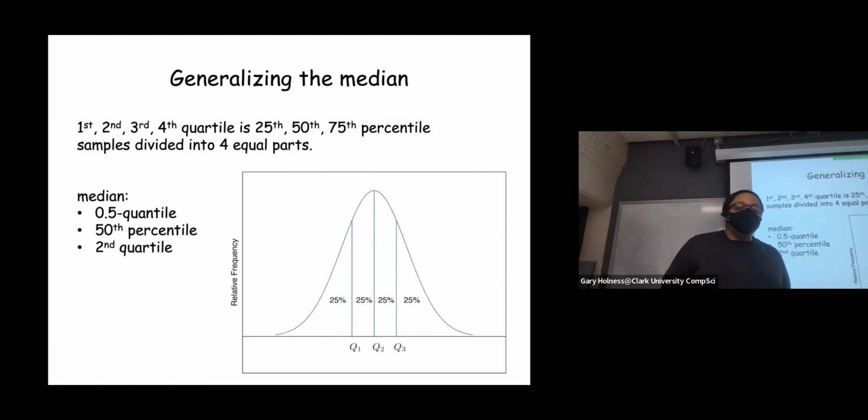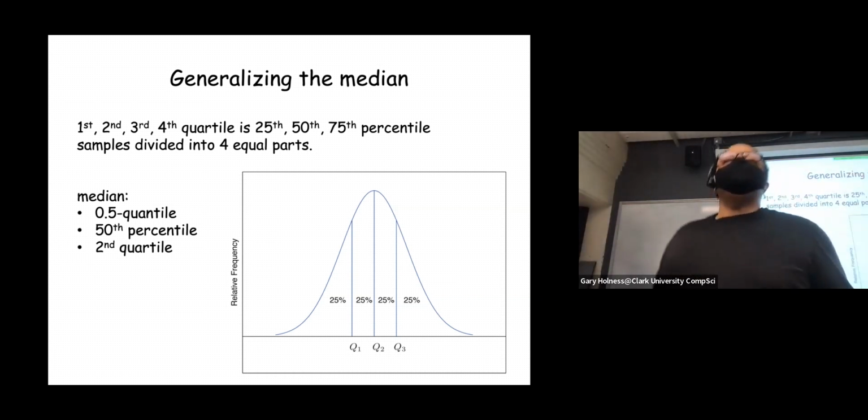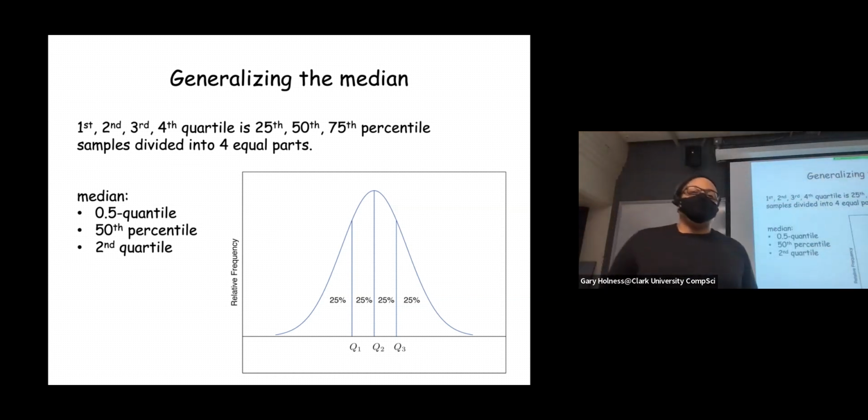All right, so if we want to rename the median, there are many different ways we can talk about the median. It's the 0.5 quantile or the 50th percentile. And this other special name is called the second quartile or Q2. So the first quartile gives you the first 25%. Second quartile gives you the second 25%. 25 times 2 is 50, 50% of the probability mass.